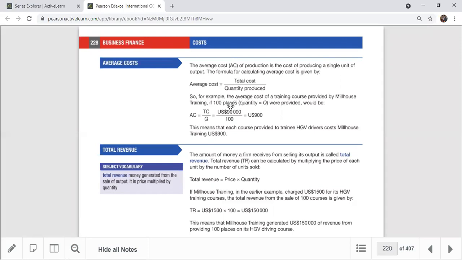For example, if you have a total cost of $90,000 and you produce 100 training courses, 100 quantity, then the average cost per unit, in this case per training course, is $900. This means the training provided to a trainee as an HGV driver costs Millhouse Training $900. So small average cost calculations can sometimes be expected. Right. Now the cost side is over.